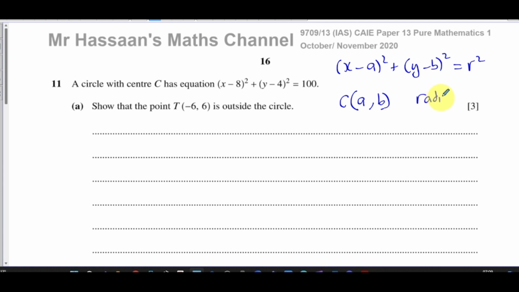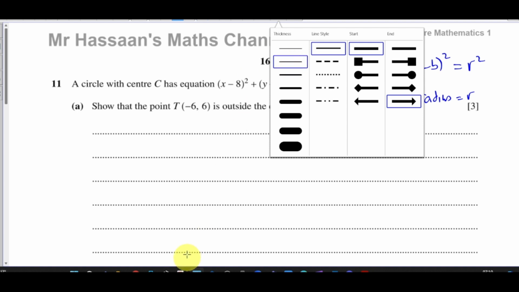The radius is the square root of this number here, and that's how we can find the center and the radius of a circle. And a lot of students ask, why is this the case? Why is it that it's the opposite number in these brackets? So I'm going to do a little tutorial and explain exactly the reason why.